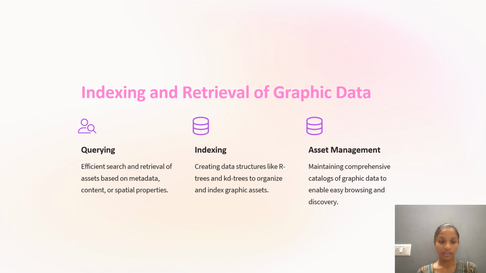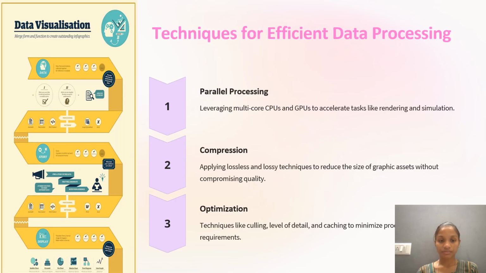At first, querying: efficient search and retrieval of assets based on metadata, content or spatial properties. The second one is indexing: creating data structures like R-trees and KD-trees to organize and index graphic assets. The last is asset management: maintaining comprehensive catalogs of graphic data to enable easy browsing and discovery. Now let us see the techniques for efficient data processing.